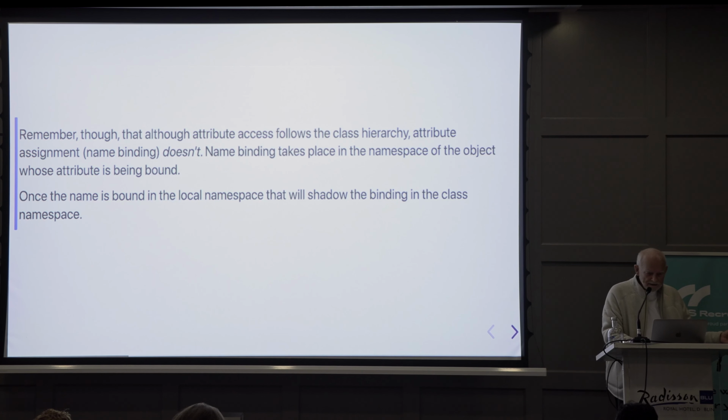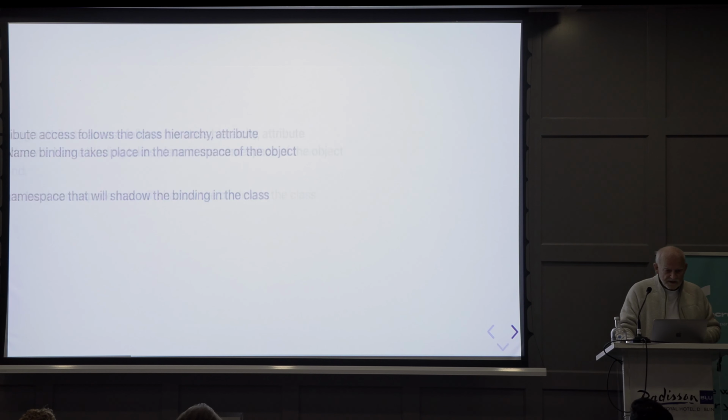So although attribute access does follow the class hierarchy, attribute assignment doesn't. When you bind a name to an instance, name binding takes place in the namespace of that object. So once you've bound a name in the local namespace, because of the method resolution order that we were describing, ascending the hierarchy of classes, any class variables of the same name will become invisible. They'll be shadowed, because once it tries to resolve the attribute name, it will immediately find it in the local namespace, and so it won't bother to look in any of the classes.